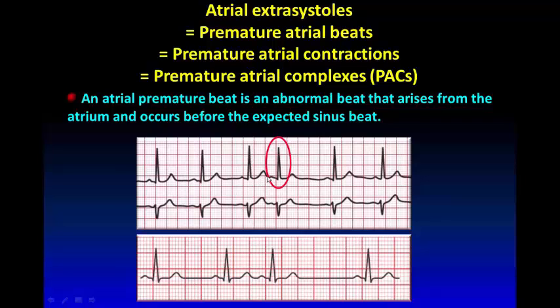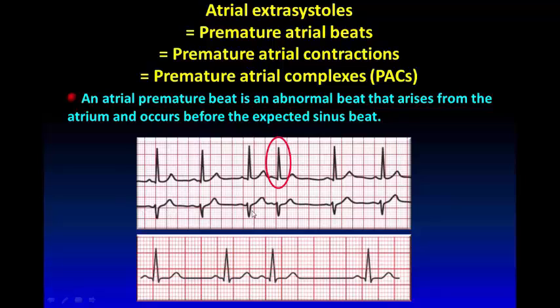So now, after the T wave, which represents ventricular repolarization, the ventricles begin with diastole. While the ventricles are in diastole, an ectopic focus in one of the atria generates a cardiac impulse which results in a premature beat before the expected normal sinus beat.